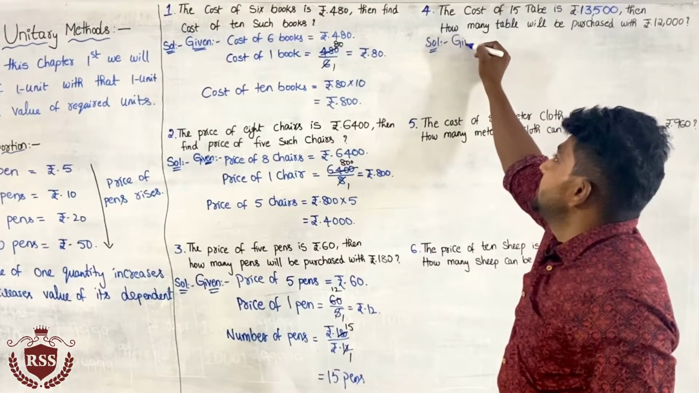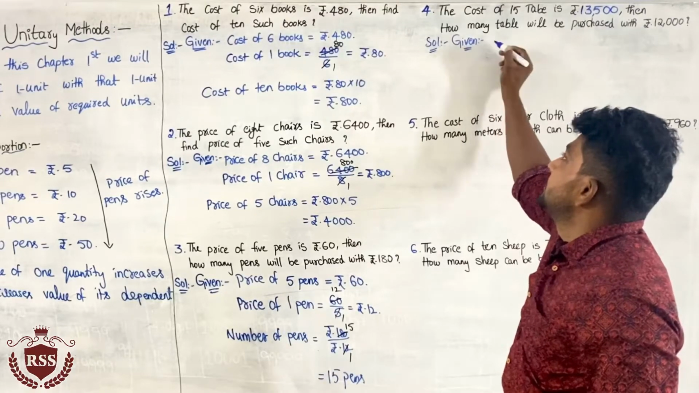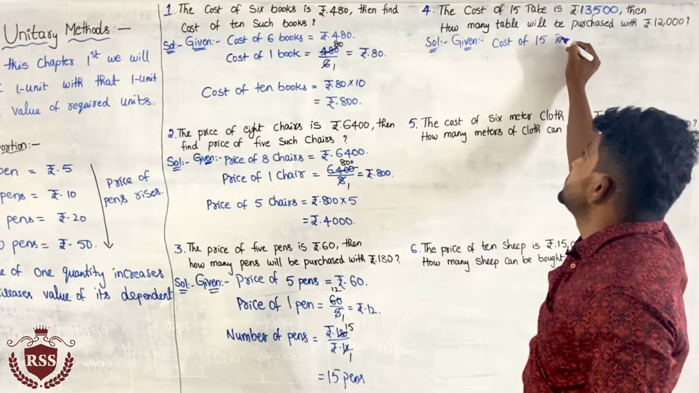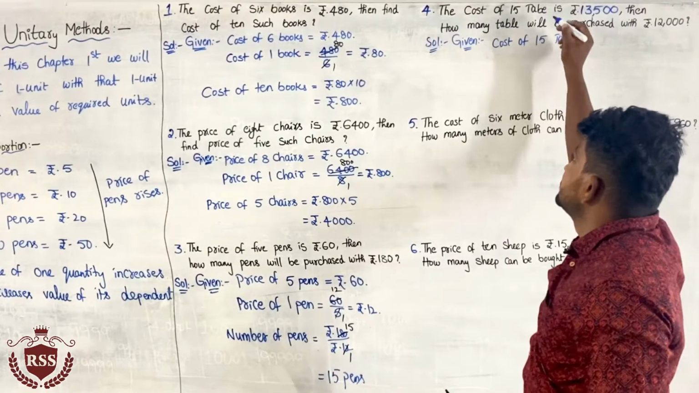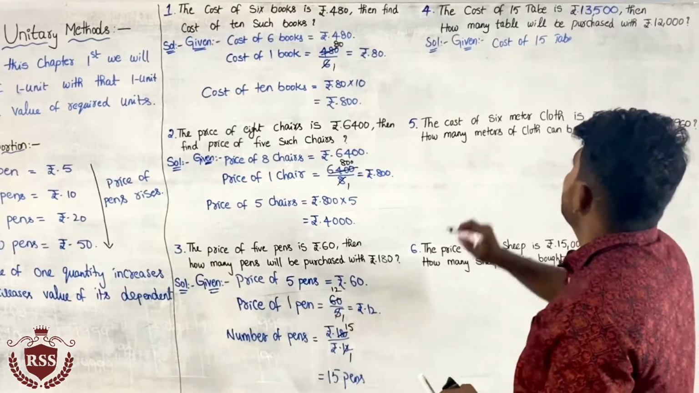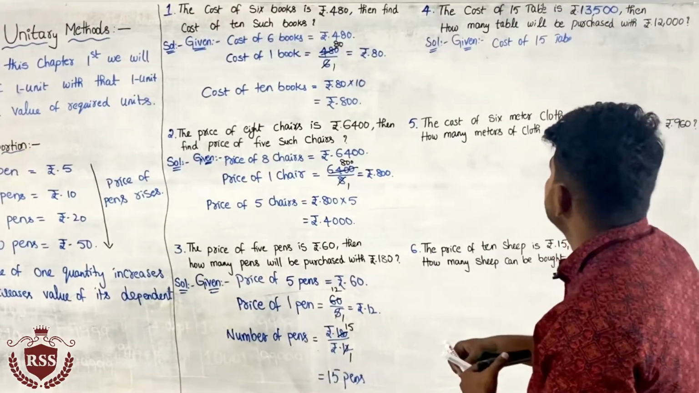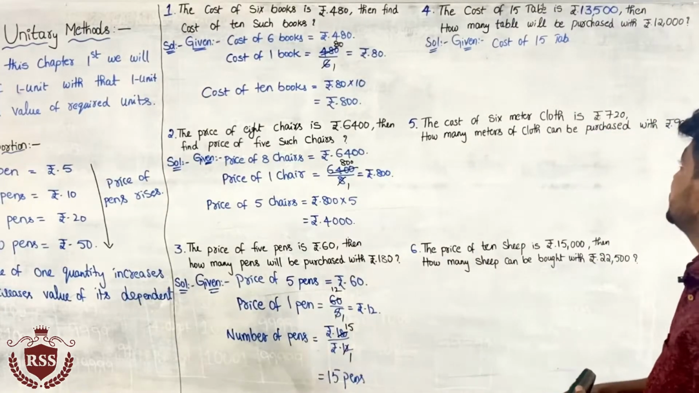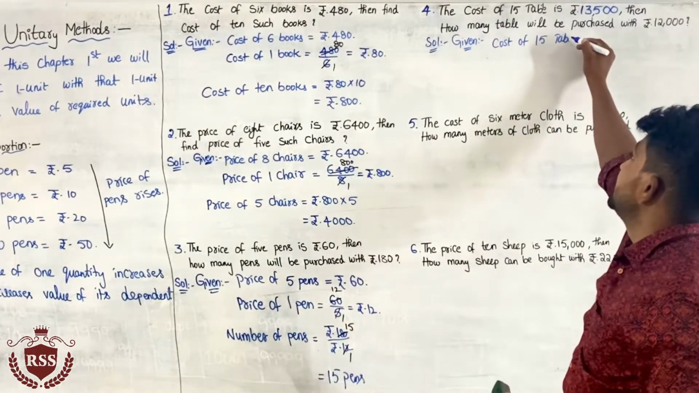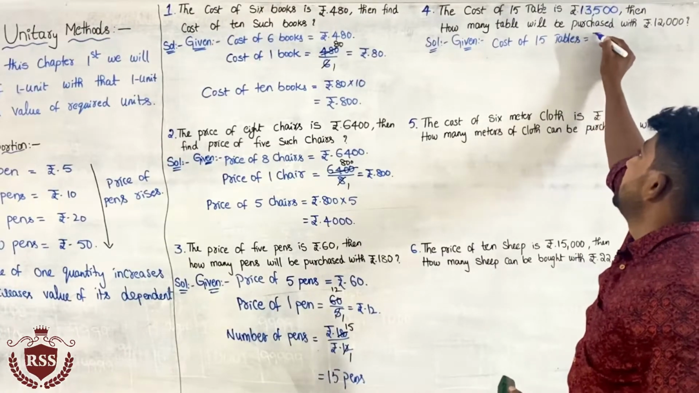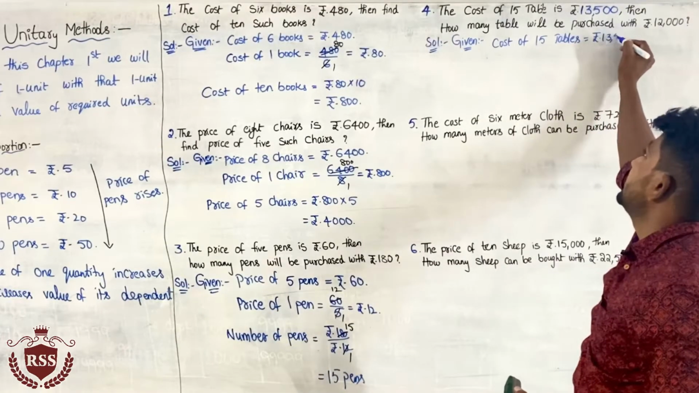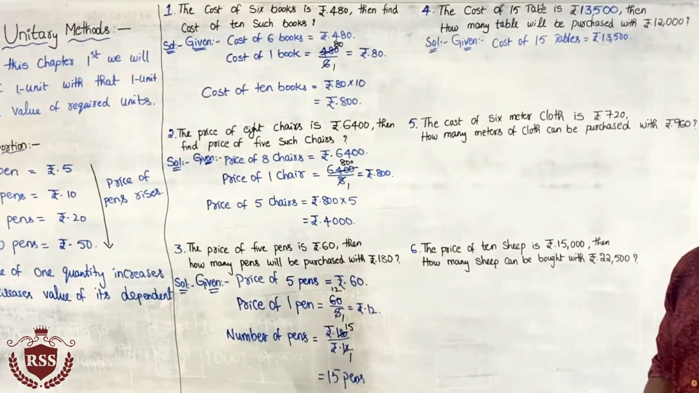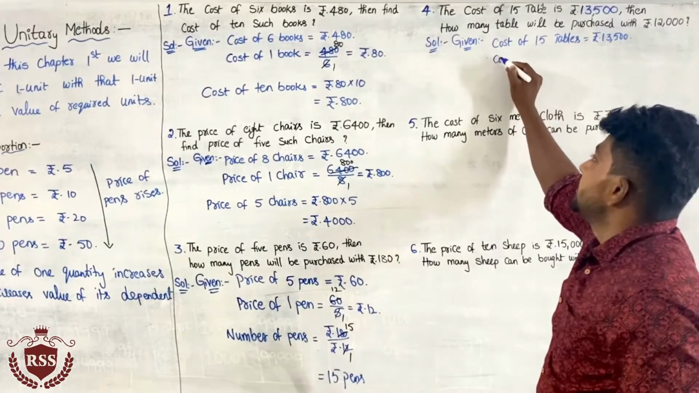What they have given: the cost of 15 tables is rupees 13,500. So from these 15 tables, first of all we need to find the cost of one table. So what will be the cost of one table?